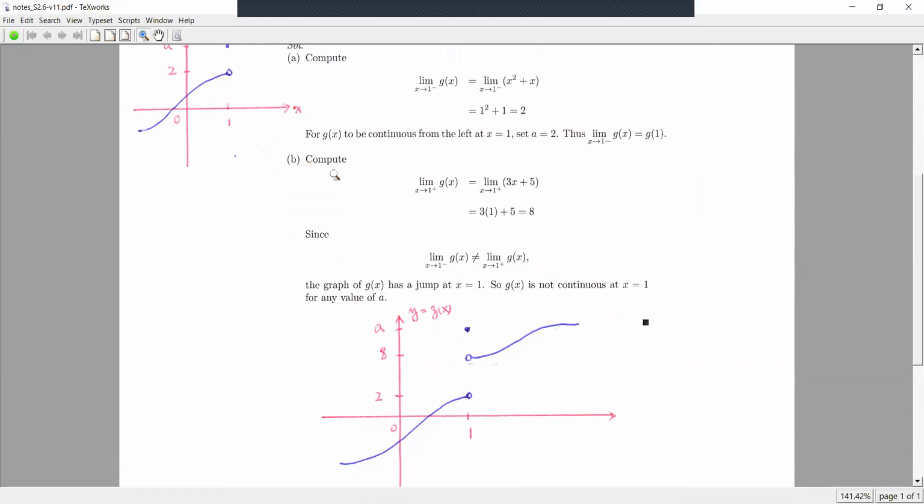From part b, when x approaches 1 from the right side, the function approaches 8. So the graph approaches this point. This point, the height is 8. When we place the solid point here, then the graph is continuous from the left. When we place this point here, then the graph is continuous from the right.